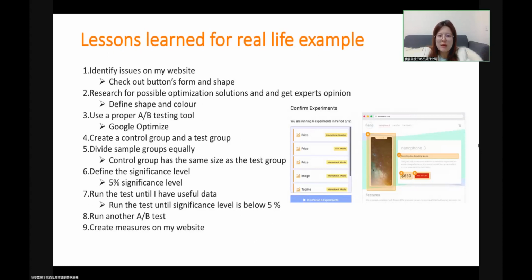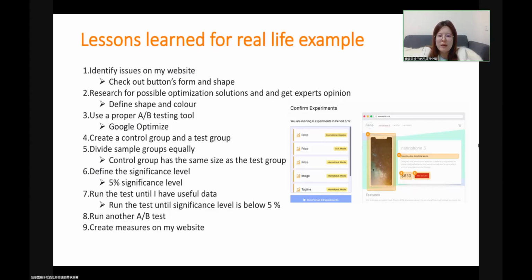To do our A/B testing, we would choose a proper tool like Google Optimize. In the tool, we would set up a control group and a test group. Both groups we would divide equally. In our example, we would set the same size for the control group and the test group. The significance level we would set to 5% in the example.